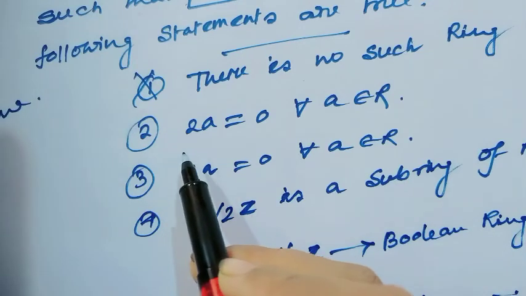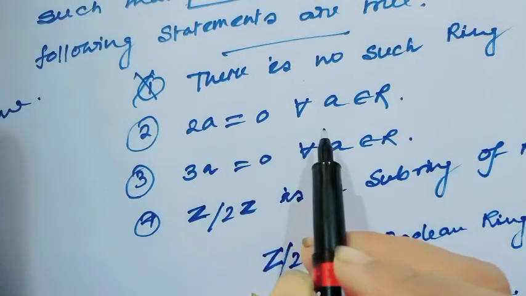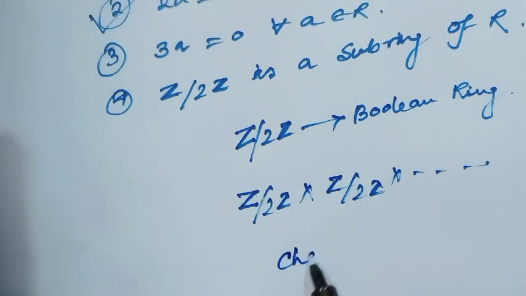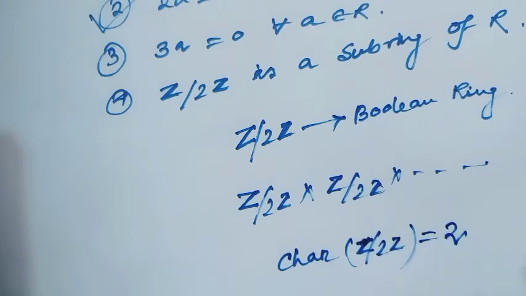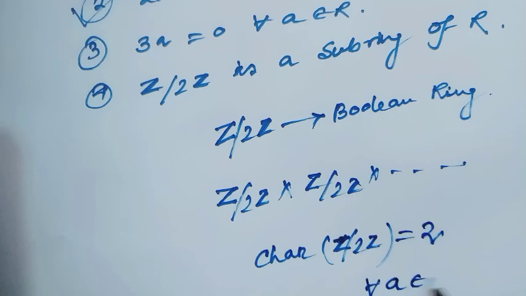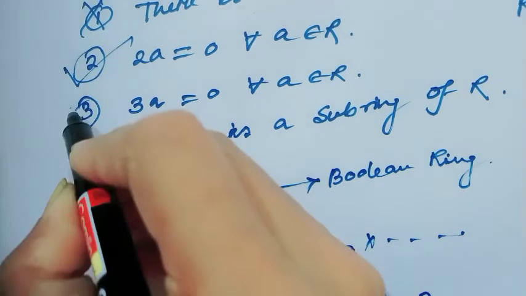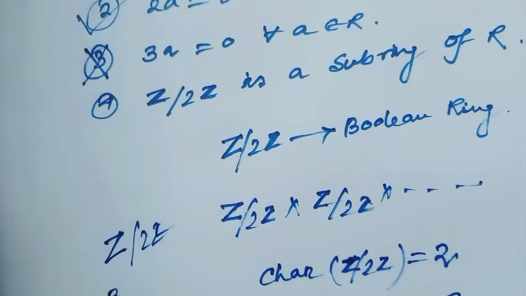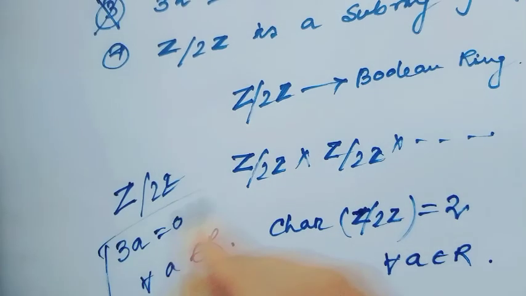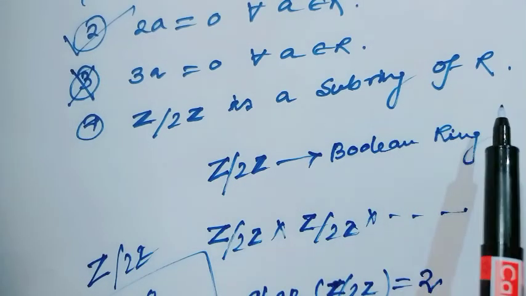And option 2 is obviously the true option. Here 2A equals 0 for all A belongs to the ring, because all of us know the characteristic of a Boolean ring. If we consider Z mod 2Z, obviously this is 2 for all A belongs to R. Option 3 is the wrong option, because if we consider the ring Z mod 2Z, then 3A equals 0 for all A belongs to R cannot be possible. So this option is wrong, and option 4 indicates Z mod 2Z is a subring of R.